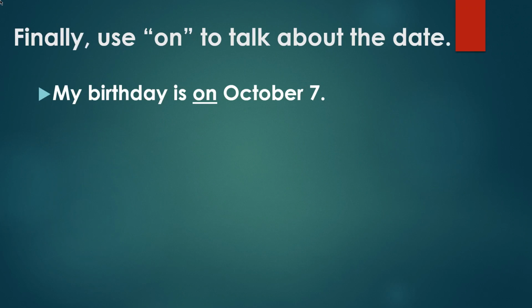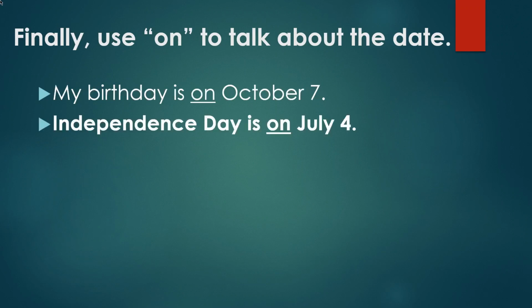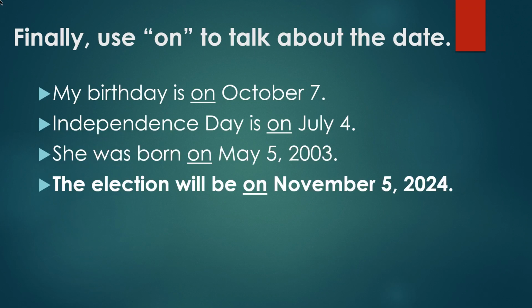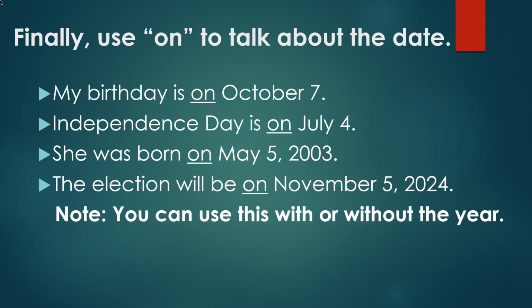Finally, on can be used to talk about the date. For example, my birthday is on October 7th. Independence Day is on July 4th. She was born on May 5th, 2003. The election will be on November 5th, 2024. Note, you can use on with or without the year in talking about the date.